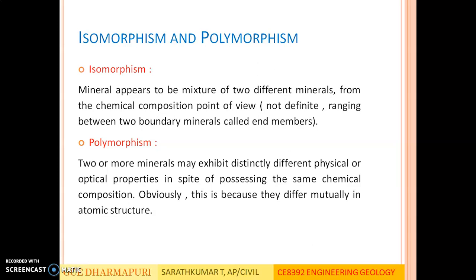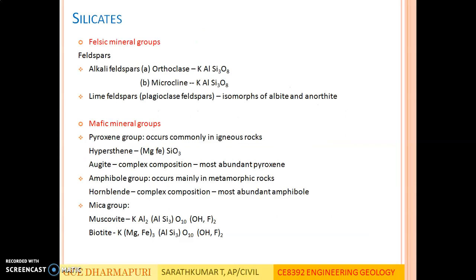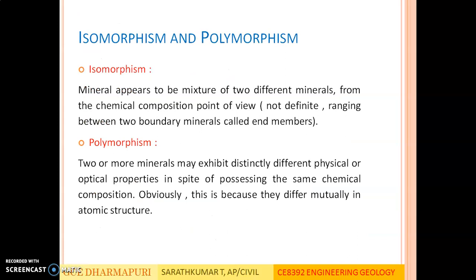The next one is polymorphism. Two or more minerals may exhibit distinctly different physical or optical properties in spite of possessing the same chemical composition. Obviously this is because they differ mutually in atomic structure. As mentioned in the previous slides, in alkali feldspars, both minerals orthoclase and microcline have the same chemical composition, potassium aluminum Si3O8, but their physical, chemical and optical properties will be different. This is because of how they are arranged atomically.